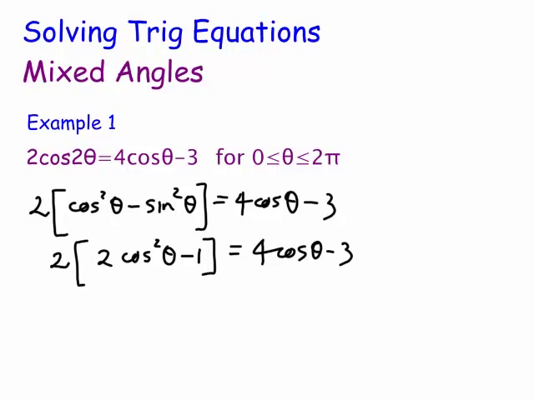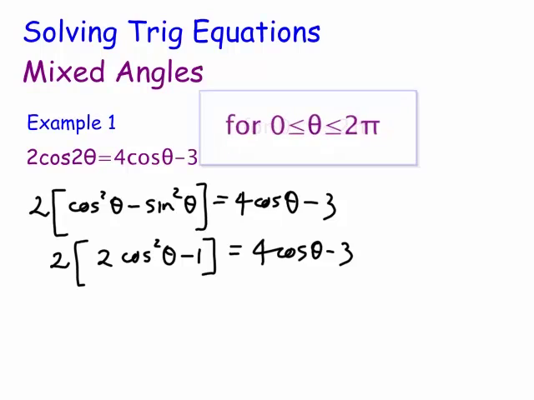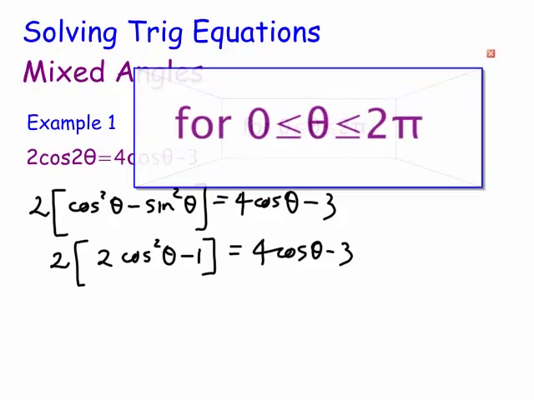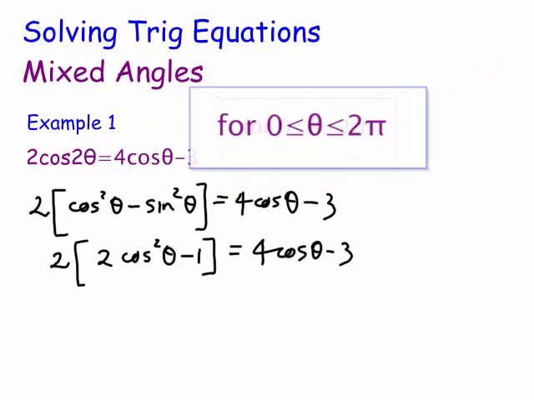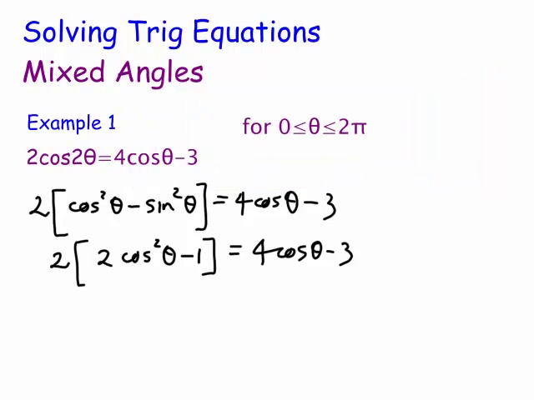Now, you'll notice something too, which is good, because we do actually have this domain restriction. This is a great thing to have. We're going to solve this particular trig equation for theta between 0 and 2 pi. That means we don't have to do what's called the general solutions. So we're going to have a domain restriction on our trig equation. Okay, so let's keep going.